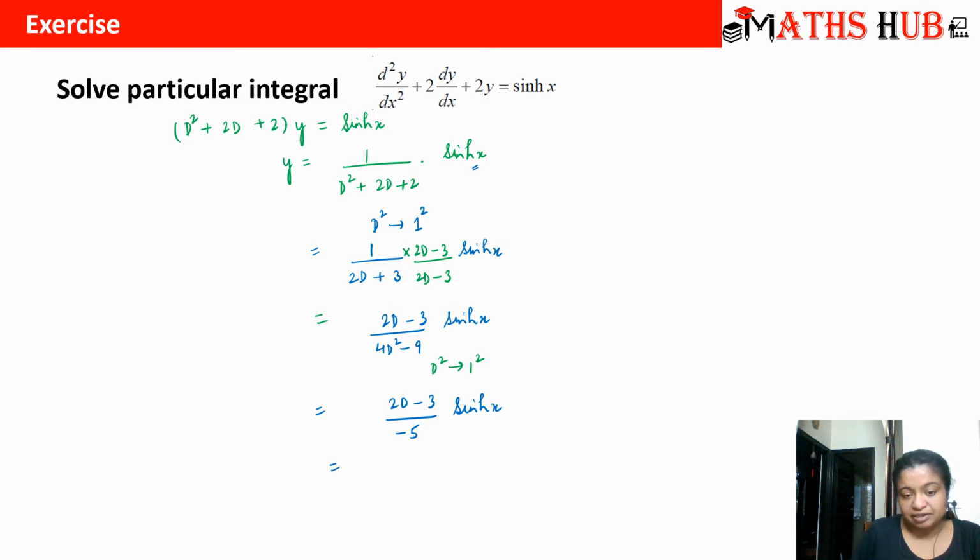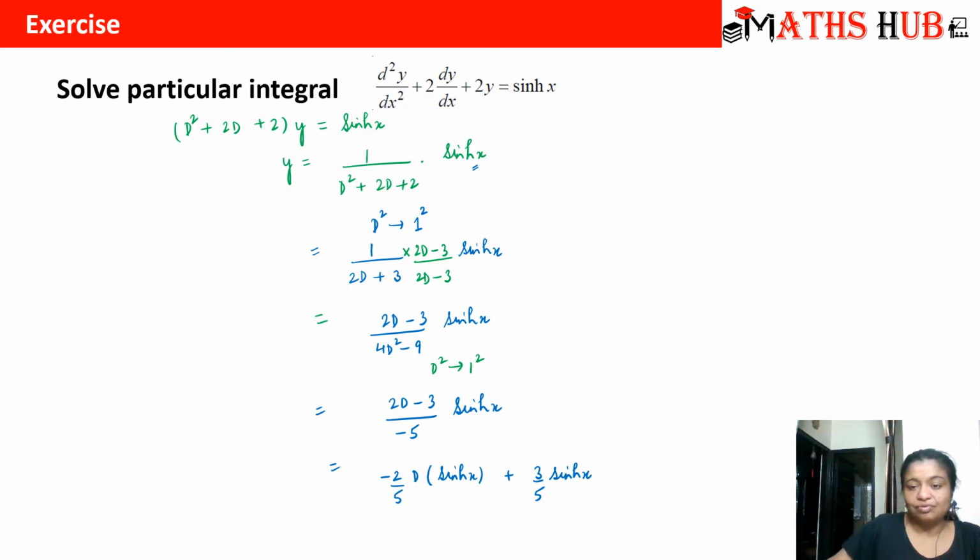Now you can open up the brackets. So this is minus 2 by 5 D of sine hyperbolic x, and then we will get plus 3 by 5 of sine hyperbolic x.